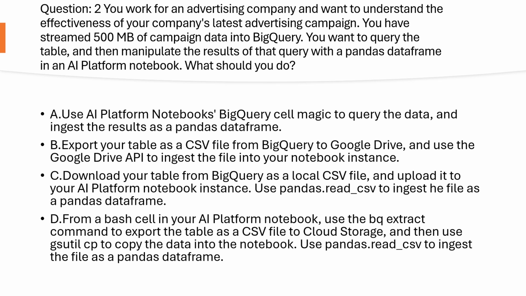A. Use AI Platform notebook's BigQuery Cell Magic to query the data and ingest the results as a Pandas data frame. B. Export your table as a CSV file from BigQuery to Google Drive and use the Google Drive API to ingest the file into your notebook instance. C. Download your table from BigQuery as a local CSV file and upload it to your AI Platform notebook instance. Use pandas.read_csv to ingest the file as a Pandas data frame.